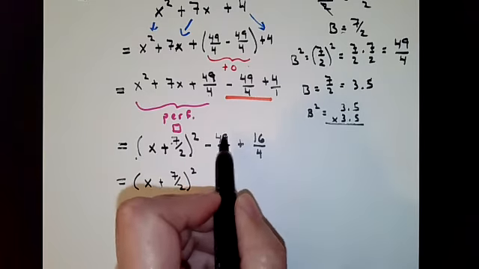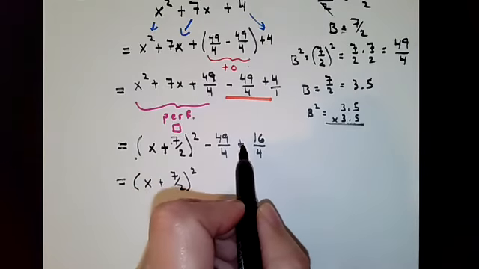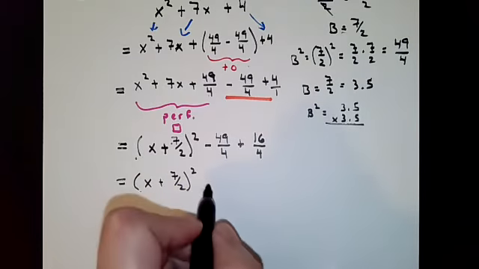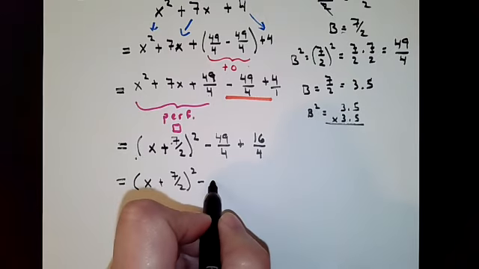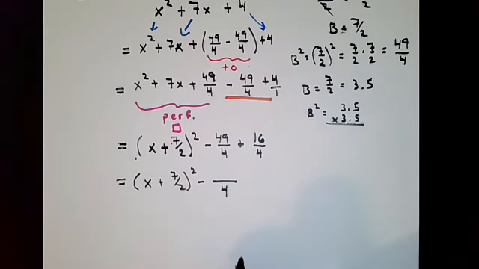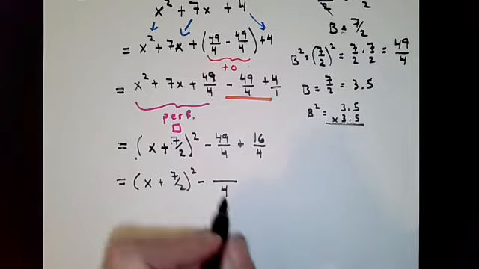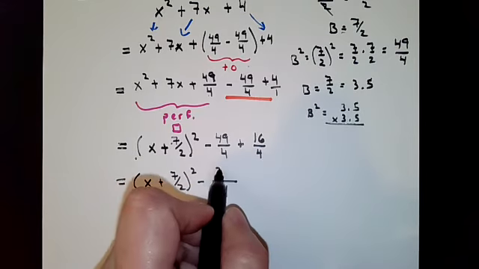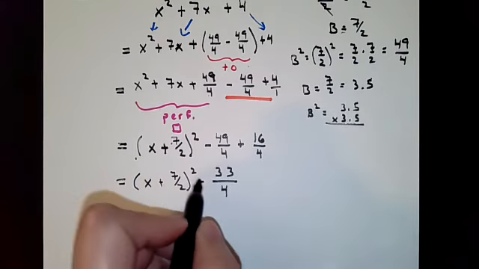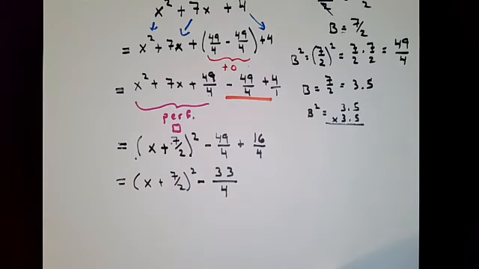So now we take negative 49 plus 16, and that will still all be over 4. So let's see, 49, 33. Somebody double check my math. So let's see, yeah, that looks right.